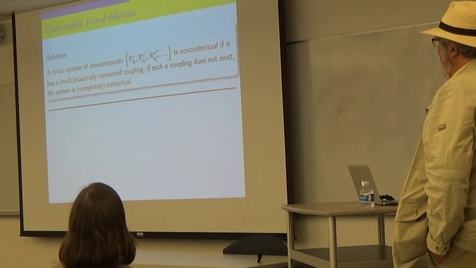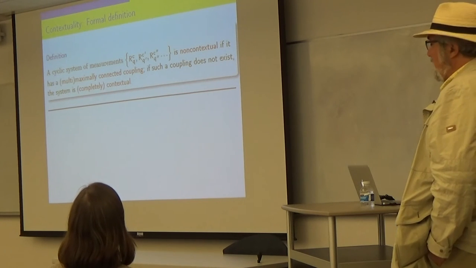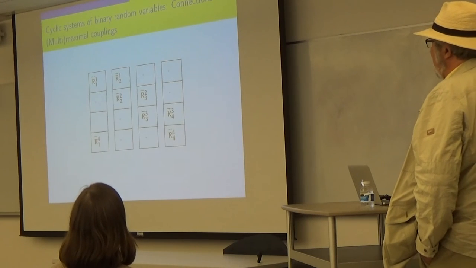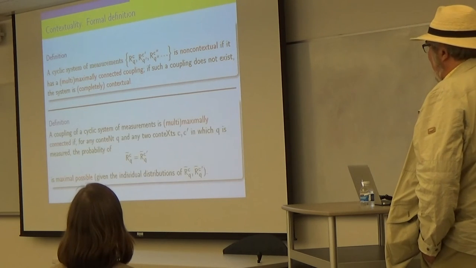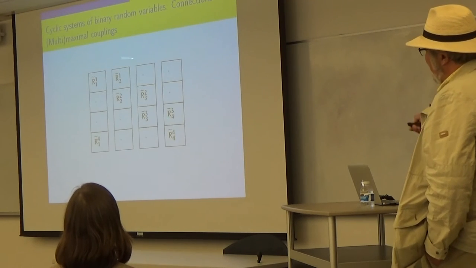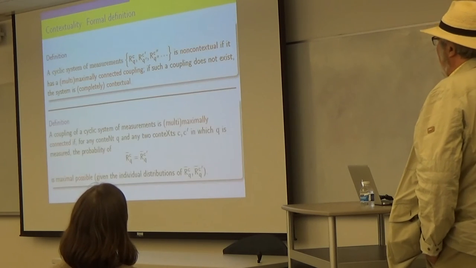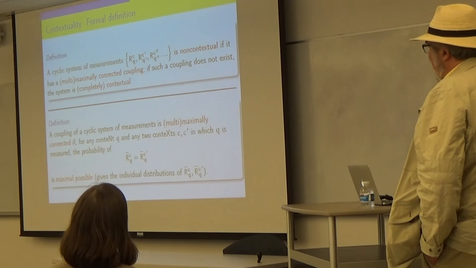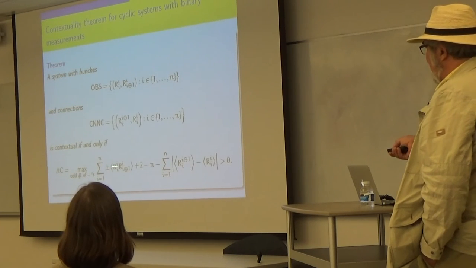So, we have this definition of non-contextuality, meaning that if such a coupling exists, then the system is non-contextual. If it doesn't exist, it is contextual. The coupling itself, satisfying this property, is called multi-maximal coupling. And here is just a definition of this, so I will skip it.